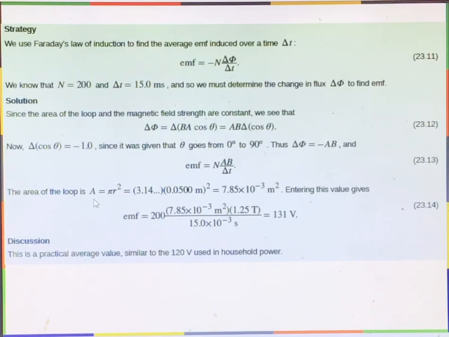And because I can calculate the cross-sectional area using pi radius squared, I can use this equation here to calculate the change in the flux. If I solve this equation, I end up getting a value of about 131 volts. So that is the EMF induced, just by substituting. N, I know what N is, 200. I know what the area is, I know what the strength of the magnetic field is, and I know what the change in time is. I can substitute all those values in here.